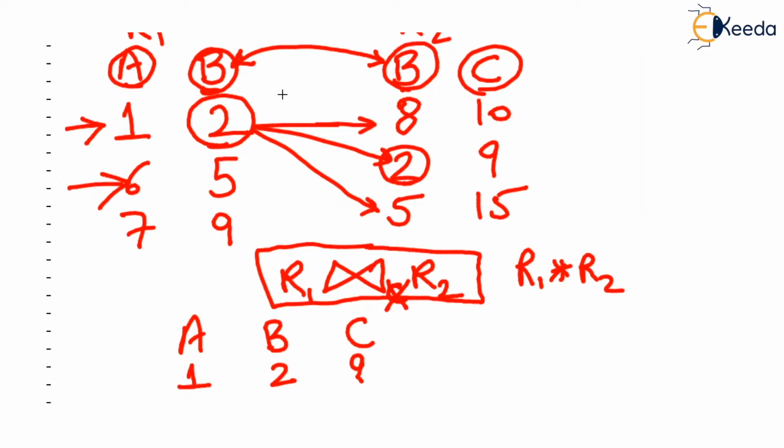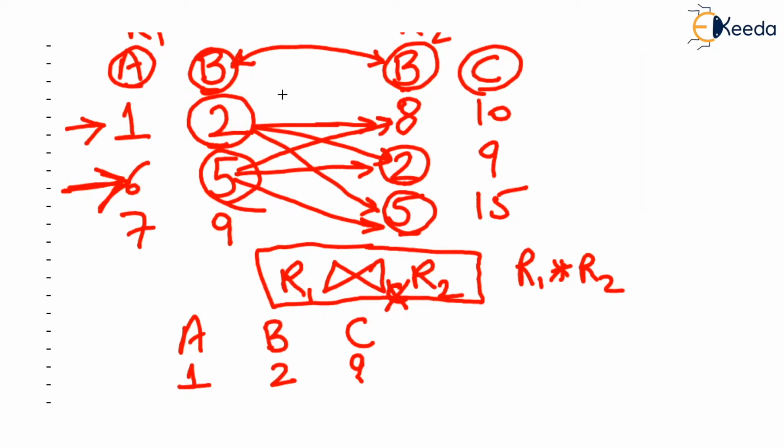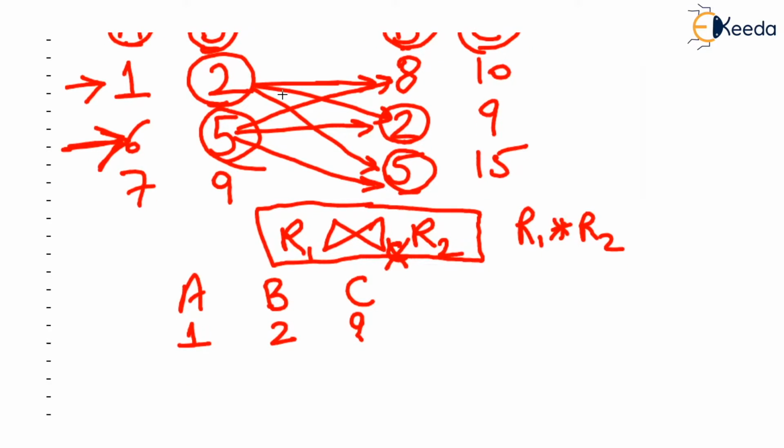Check this second row of R1. You know that this second row also will be joined with 8, 10, 2, 9, and 5, 15. And you can see that this 5 here, the value of B, matches with this 5. So indeed, this row of R1, that is 6, 5, will be listed along with 15. I hope you are understanding.